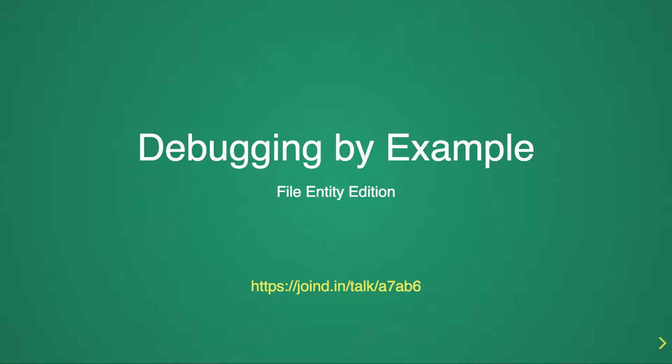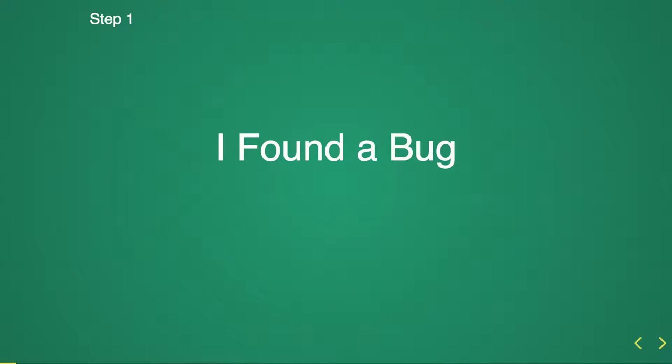This is Debugging by Example. This is a talk about how I found a bug in a module and I fixed it and what steps I took. So you can all join me on that wonderful journey. This is about the file entity module. Step number one in debugging is always, you have to find a bug.